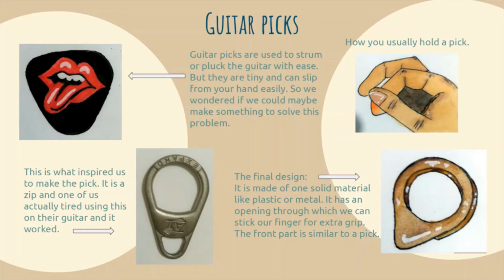Plectrum or picks. A plectrum is a small flat tool used to pluck or strum a stringed instrument. For handheld instruments such as guitars and mandolins, the plectrum is often called a pick and is a separate tool held in the player's hand.